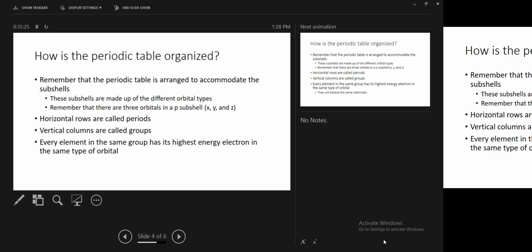Every element in the same group has its highest energy electron in the same type of orbital. Do you agree? Every element in the same group has its highest energy electron in the same type of orbital. I mean, it really doesn't matter whether or not you agree because it's true.